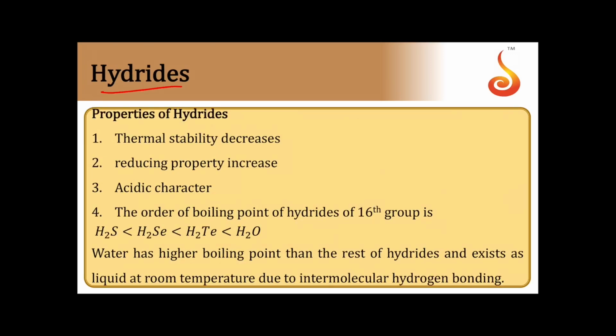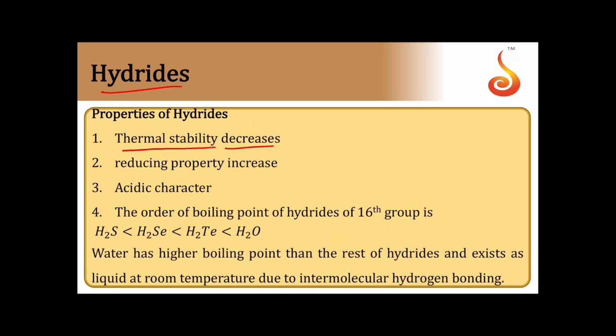Next come the hydrides of these elements, and the properties of the hydrides. The first point is regarding thermal stability. It always decreases down the group. Thermal stability depends upon the bond strength. Since all molecules are covalent in nature, in covalent molecules thermal stability depends upon the extent of overlapping.